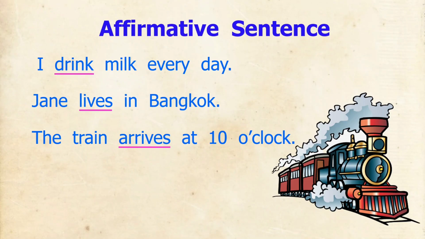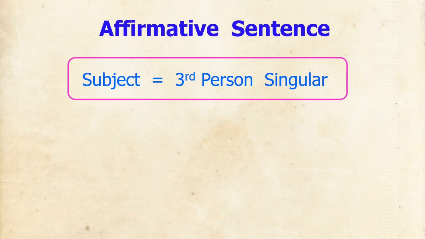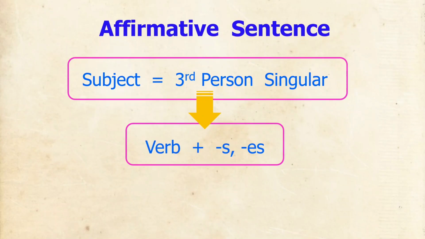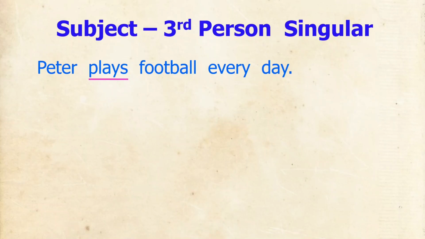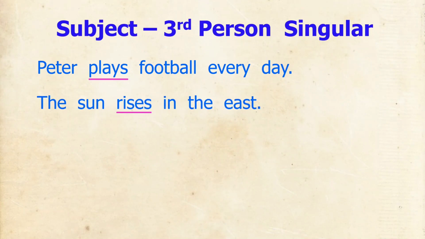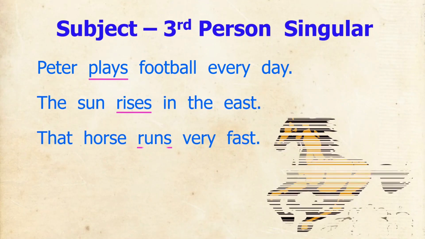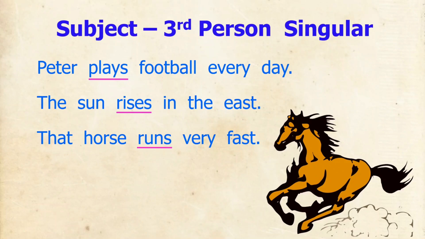Notice that, when the subject is third person singular, we add an s at the end of the verb. Let's see some examples with s adding. Peter plays football every day. The sun rises in the east. That horse runs very fast.